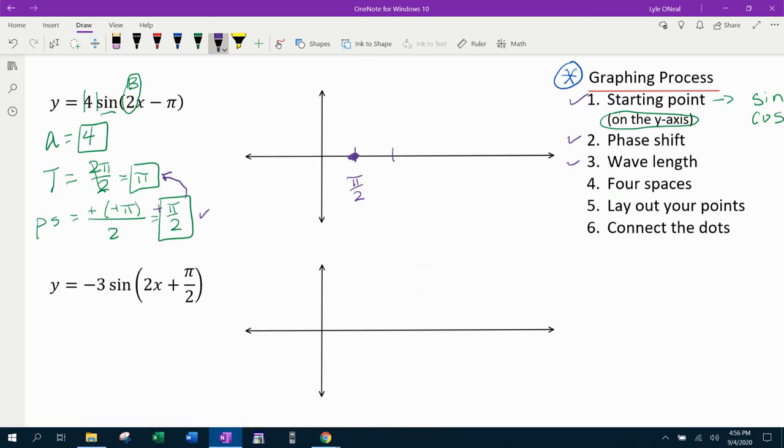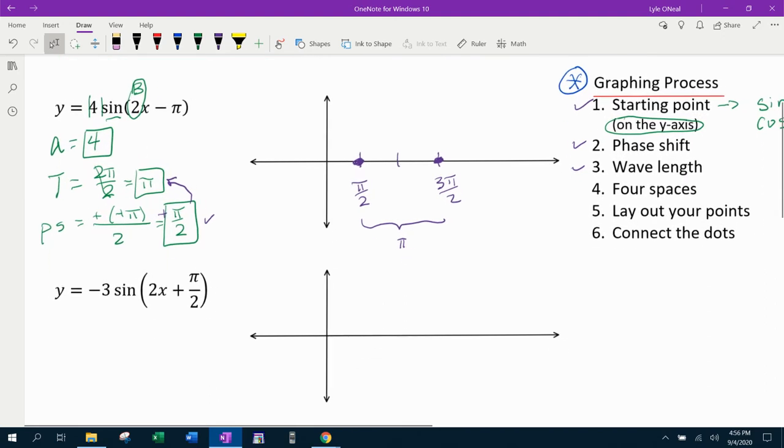So I'm going to go 1, 2 spaces, and that would be 3 pi over 2, because each one of these spaces is a pi over 2. Do you get that? 1 pi over 2, 2 pi over 2, 3 pi over 2. And that would be my endpoint. So I'm going to put a dot on the x-axis because you always finish where you start. And then if you notice, this distance, this wavelength is the period, because a half of a pi and a half of a pi make a whole pi. So that wavelength has to be your period.